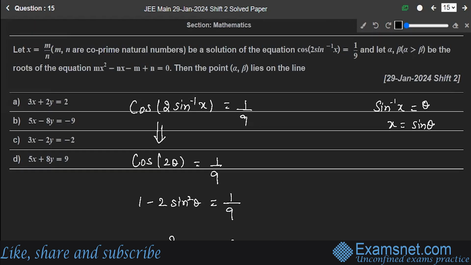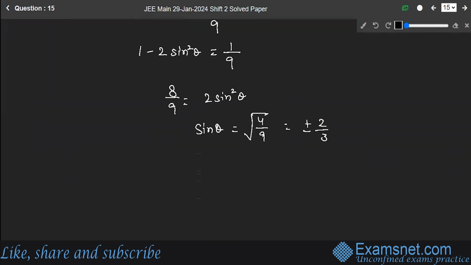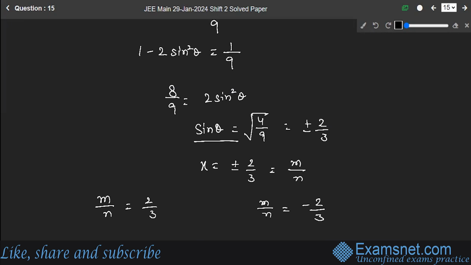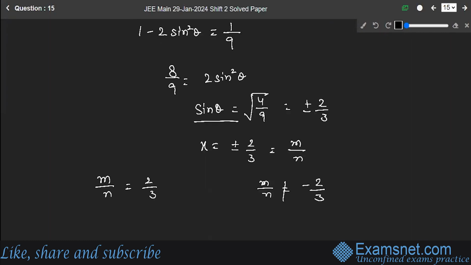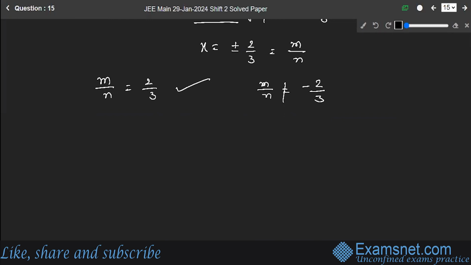Okay, now you are told that these are the solutions for this differential equation. Normal equation, not a differential equation. You are given x is equal to m by n, and x was sine theta, which we solved. So that means x is equal to plus minus 2 by 3. So this is equal to m by n. You can have m by n as positive 2 by 3, or this can be equal to negative 2 by 3. Now this is not possible because you are given that they are co-prime natural numbers. Minus is not a natural number. I'll be taking m as 2 and n as 3, right?